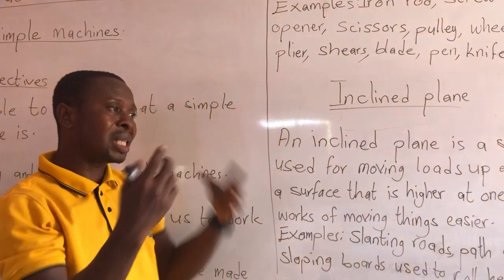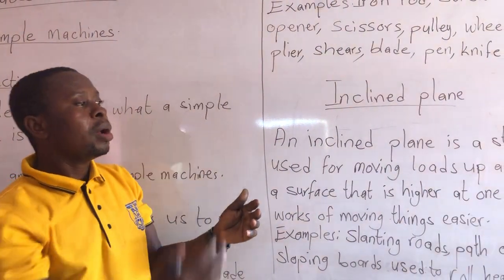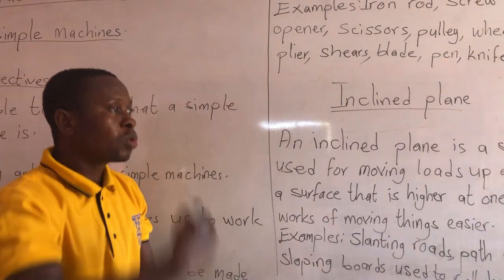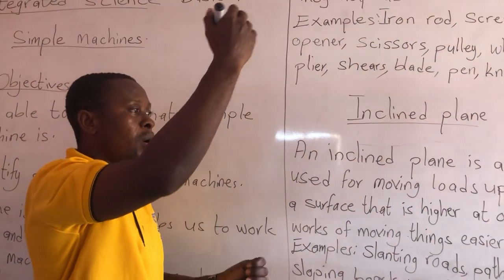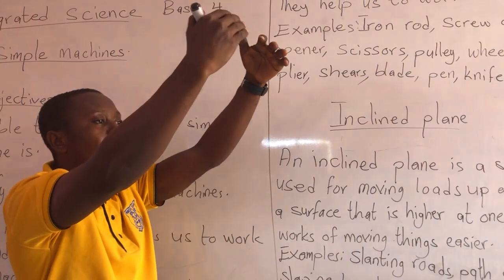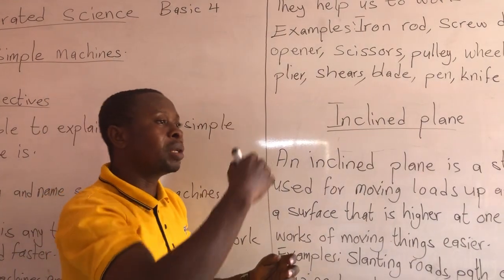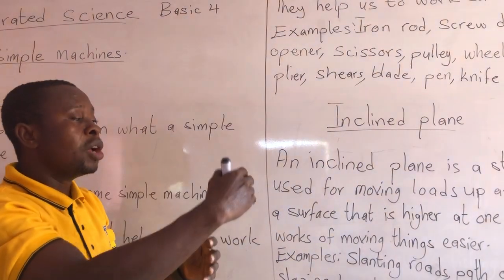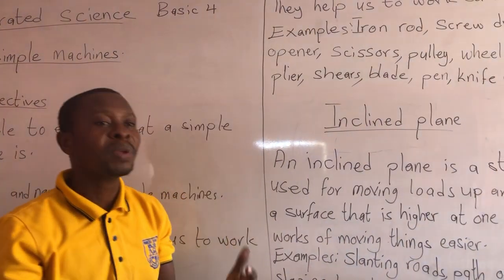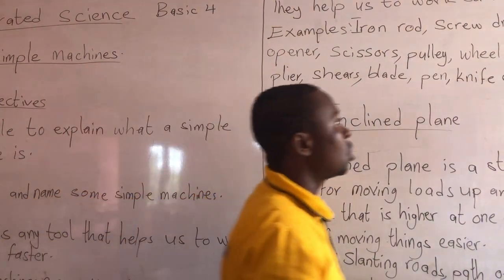And when you look at stairs, when you want to climb a storey building, you can't jump from the floor to the top floor you want to reach. At the same time, you can't jump from the floor you are on down to the ground. But we walk on stairs. You see that the steps are gradual. So the stairs are also an example of an inclined plane. Good.